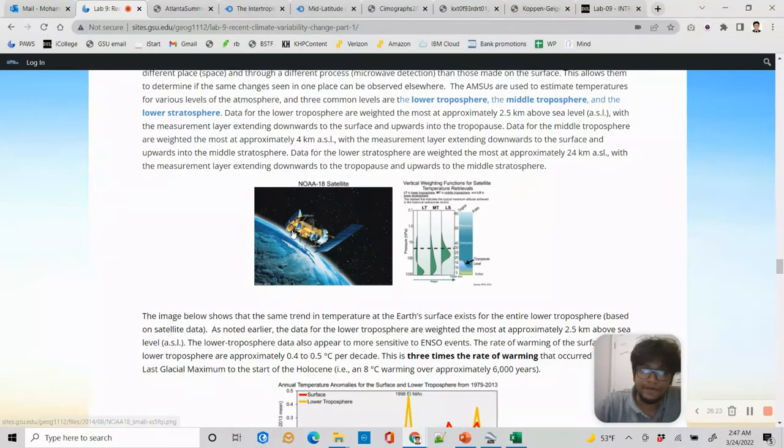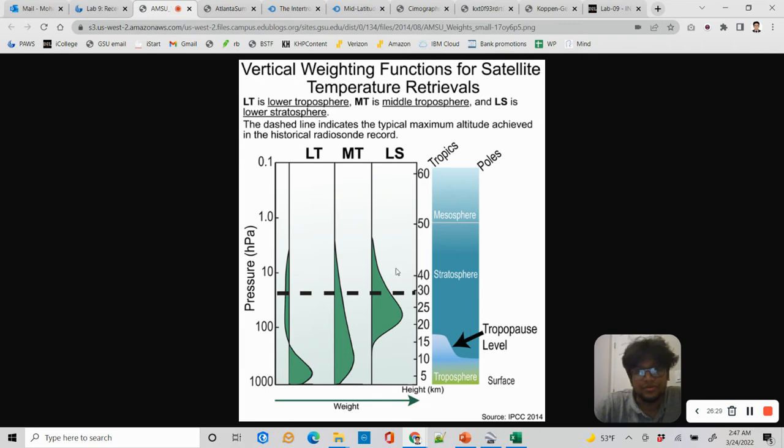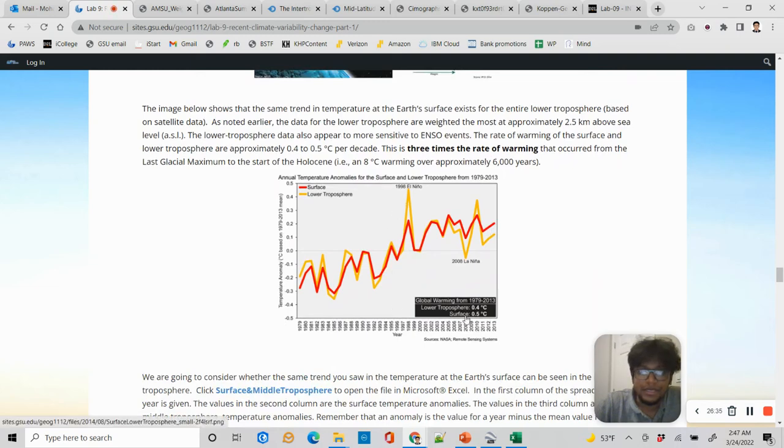Then there's some graph about the lower temperature. I guess this is also a graph. Okay, so you need to go through the description. I'm not going to go through them again.